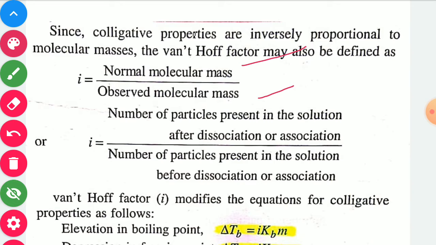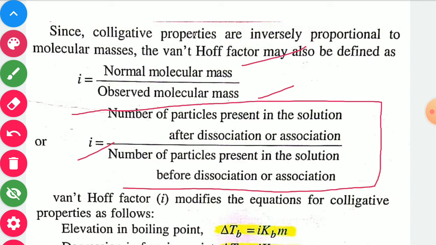Or we may write the Van 't Hoff factor i is equal to the number of particles present in solution after dissociation or association upon the number of particles present in solution before dissociation or association. Therefore, we may write Van 't Hoff factor i is equal to number of particles present in solution after dissociation or association upon number of particles present in solution before dissociation or association.